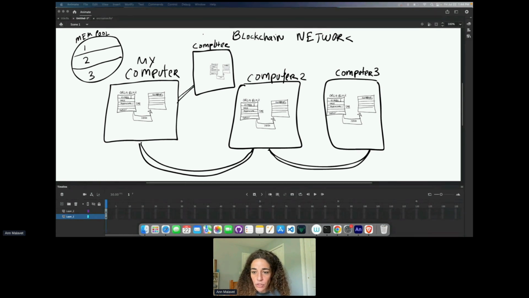How are the blocks distributed between the different nodes? So for a full node, everyone that is on the blockchain has all of the blocks. So they're not distributed.